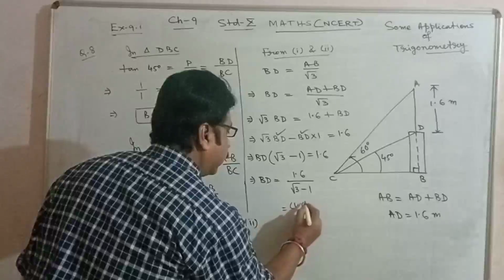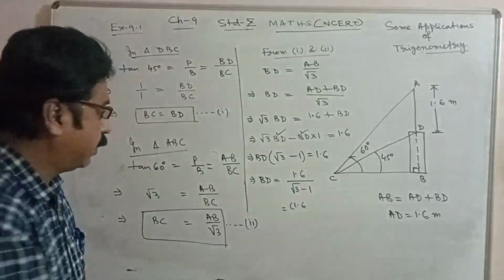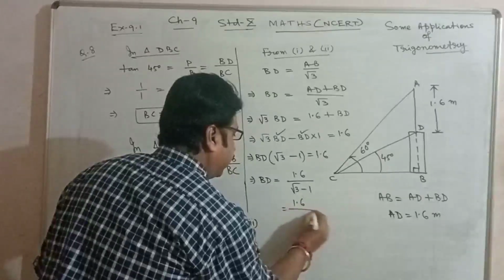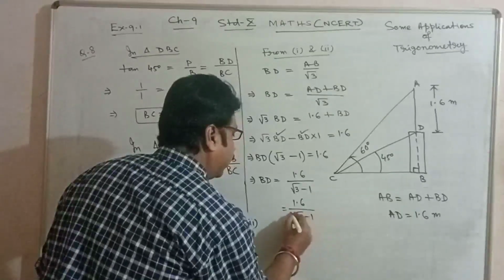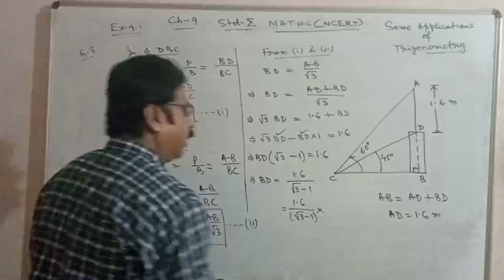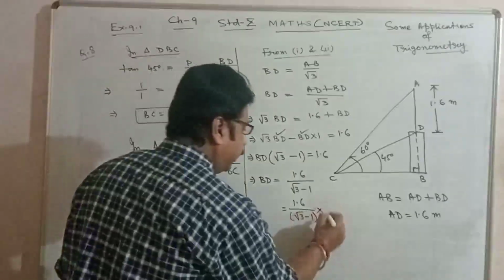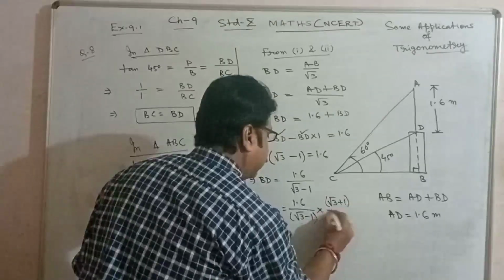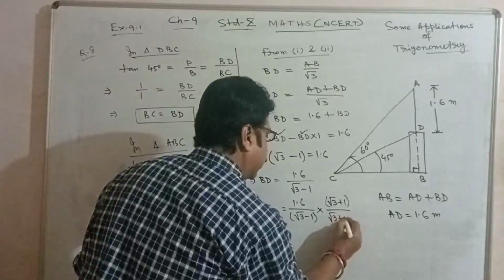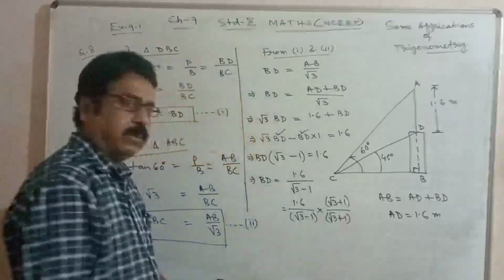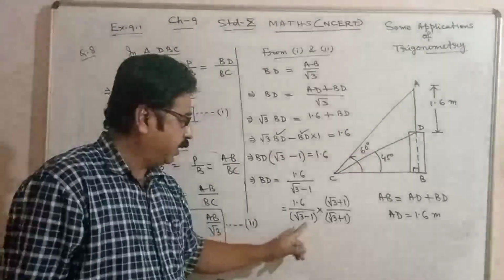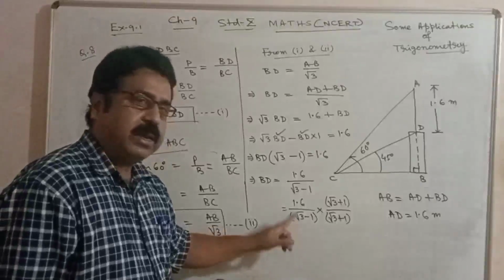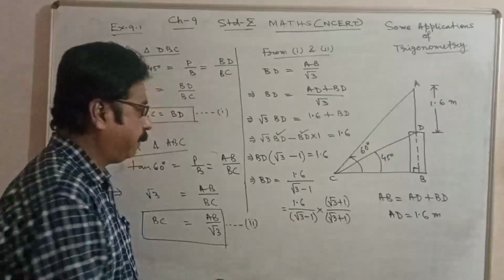1.6 upon root 3 minus 1. We can multiply up and down, means numerator and denominator, by root 3 plus 1. Now it is a plus b, it is a minus b, means a square minus b square. A square means root 3 whole square, that will be 3.